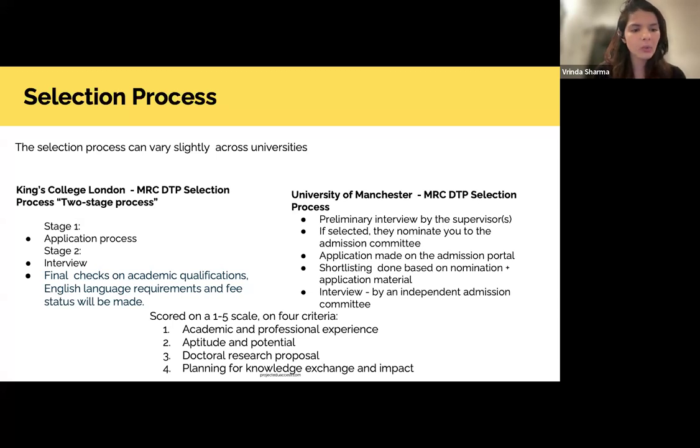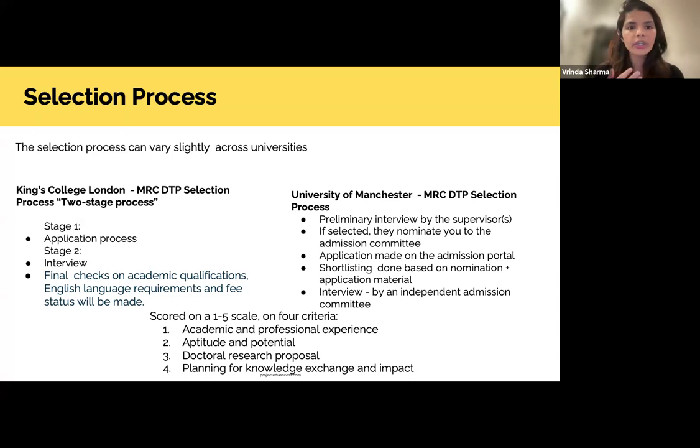And once all of that is done, scoring is done from a scale of 1 to 5 based on 4 criteria. What professional and academic journey you've had, what experience the candidate has from previous degrees, what kind of aptitude the candidate shows, what proposal the particular project has. So that also plays a role over here. Then how effectively are you able to communicate your knowledge? All of that, they score you from a range of 1 to 5, and based on that, they give out offers.